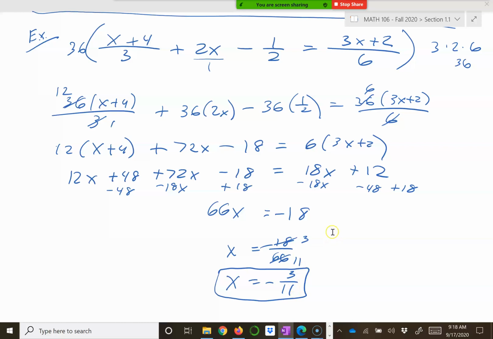Okay? So again, the steps: eliminate the fractions, simplify the expressions, and then solve for the variable. Okay?